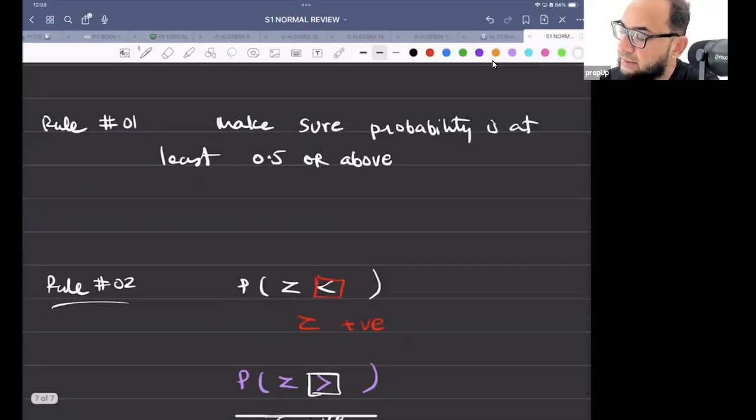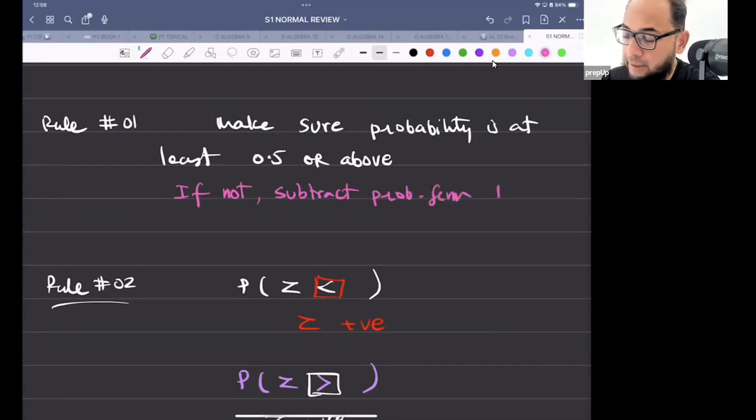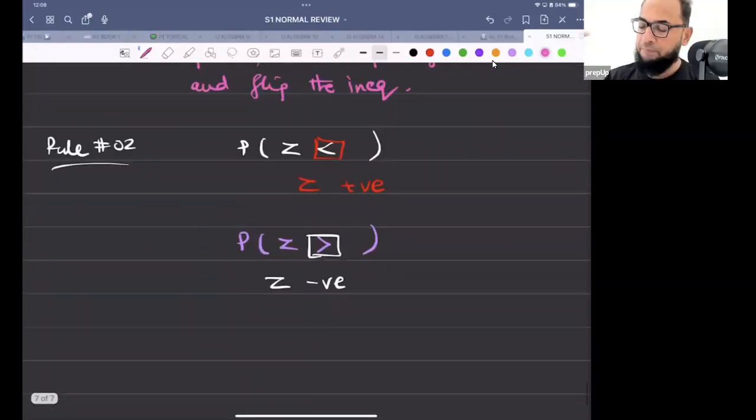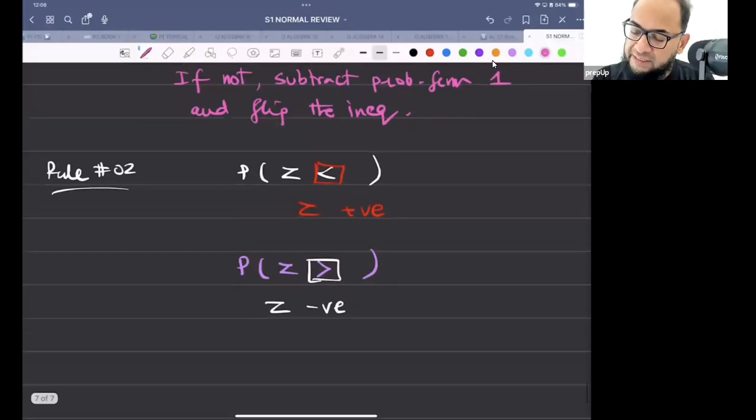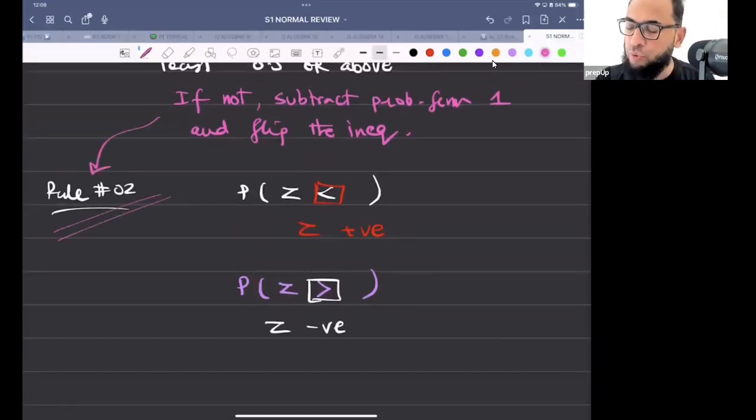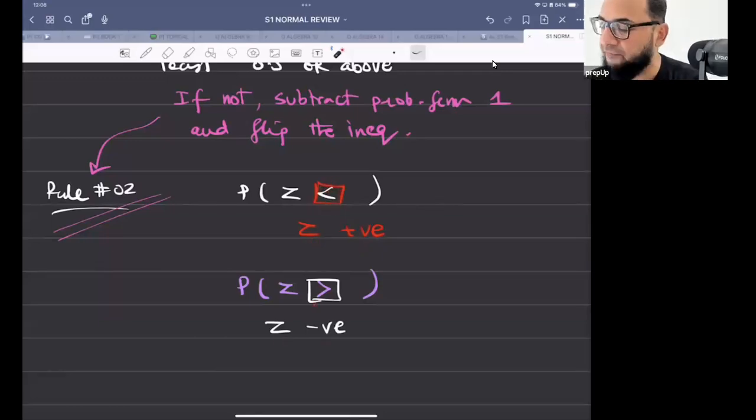One other thing that I need to add is this. If this is not the case, if not, subtract probability from 1 because the total probability is 1 and flip the inequality. And all this working we will soon see in our past paper review. Once this rule is fulfilled, then apply rule number 2. Now if Z has a lesser sign, Z value is positive, Z has a greater sign, Z value is negative.